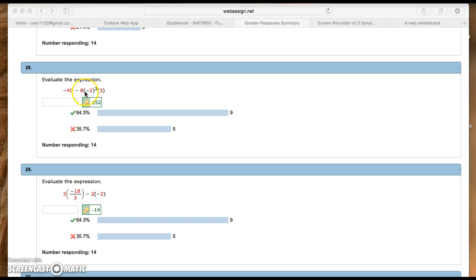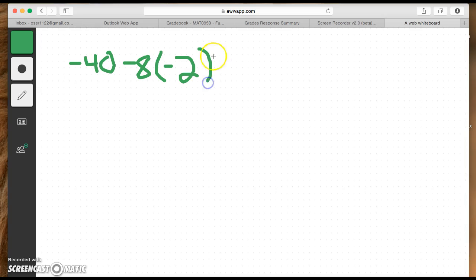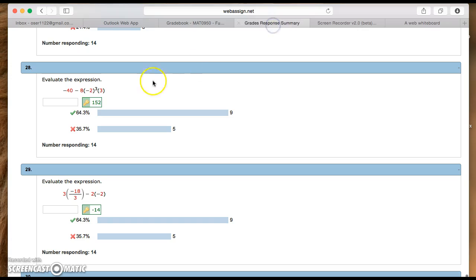Okay, so let's go ahead and take a look at this one first. We have negative 40 minus 8 times a negative 2 cubed times 3.